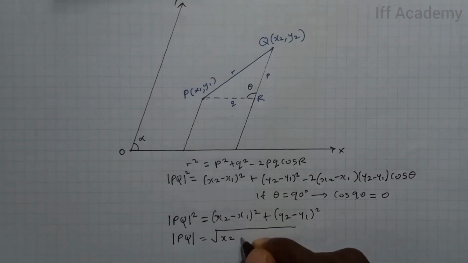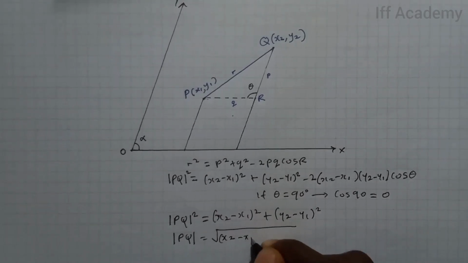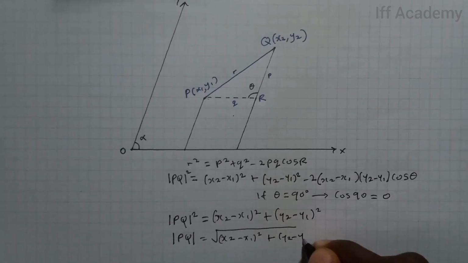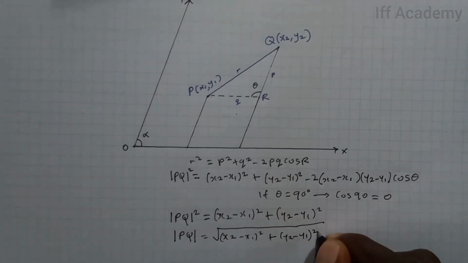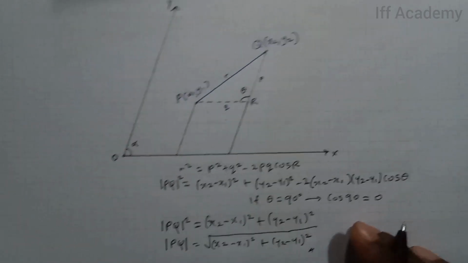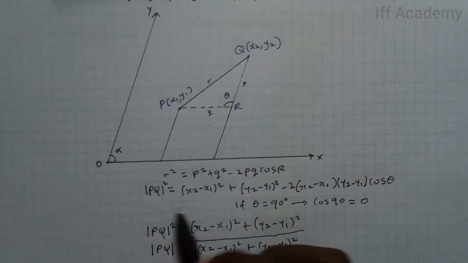So you take the square root of both sides, and we have PQ is equal to the square root of (x2 minus x1) squared plus (y2 minus y1) squared. So that is your distance formula, right? So you can also represent it as this.